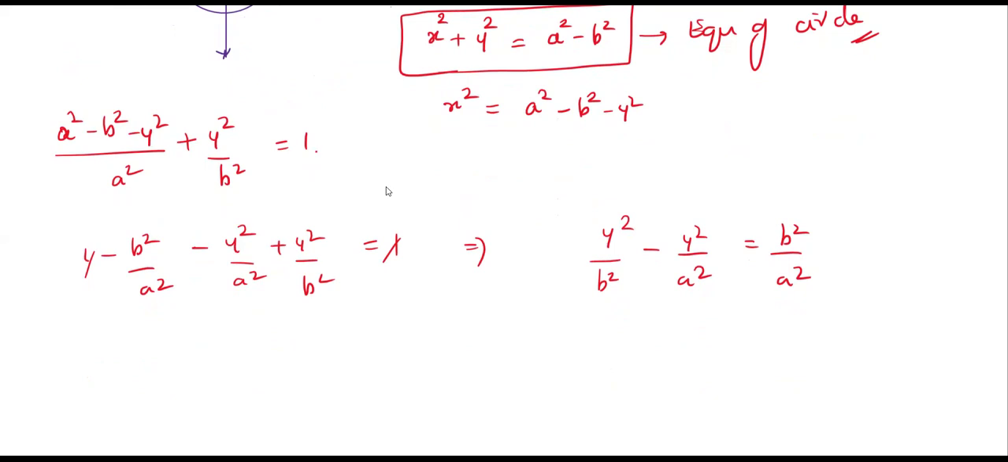Will it help? Let's see. Minus b square plus... Okay. Otherwise, we'll bring it to the right side. I'll get y square by b square is equal to b square plus y square by a square.